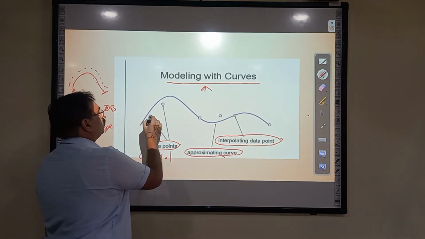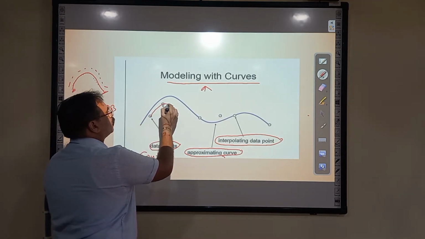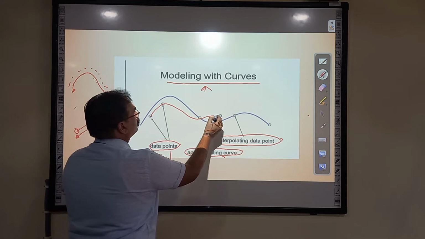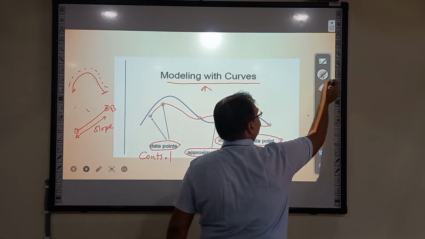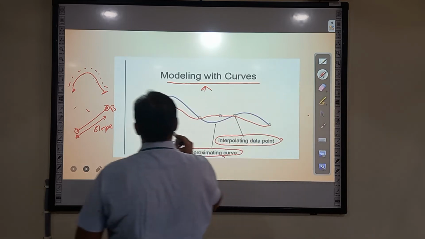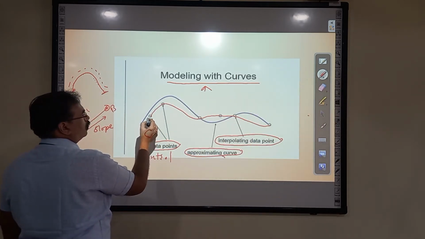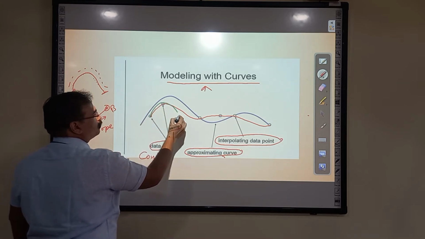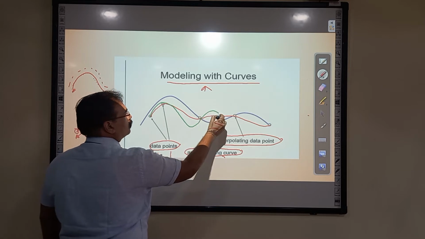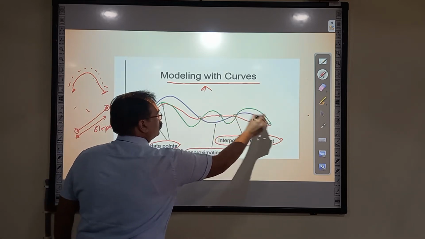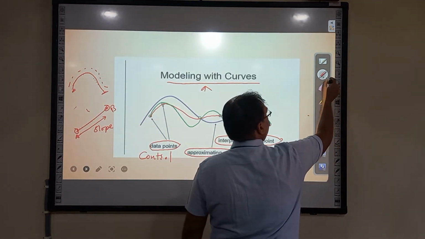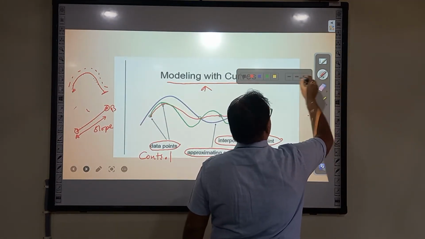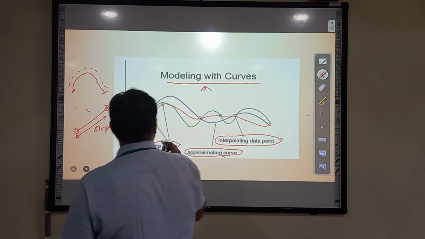So if I am taking this as the first point, I can generate a curve this way, or other possibilities. I can generate a curve in this way for the same control points. We can go for one more.